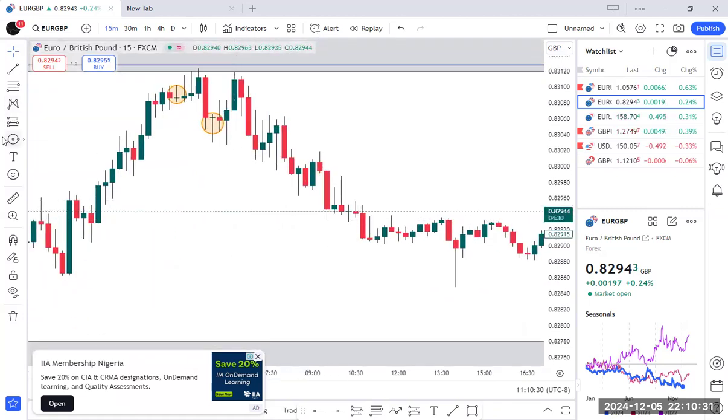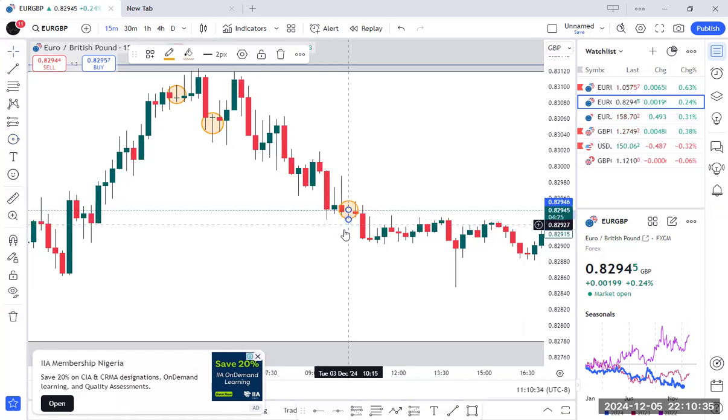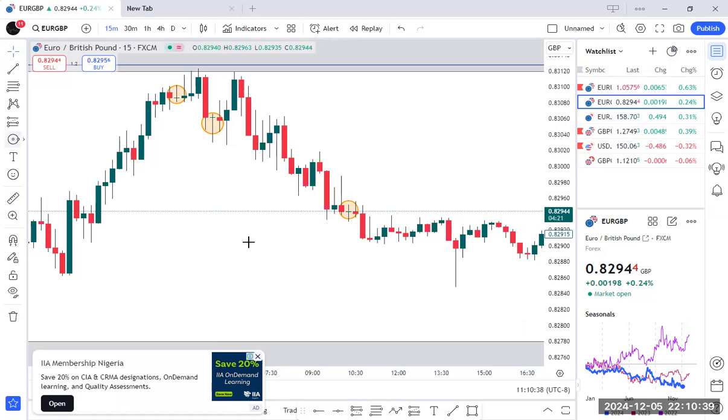This is a dodgy candlestick. This is how you can identify them in the market. This is a dodgy candlestick as well. This has a small body here and then a long wick. It always has a very small body and a long wick.